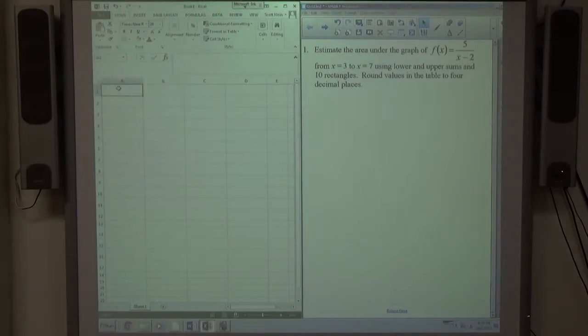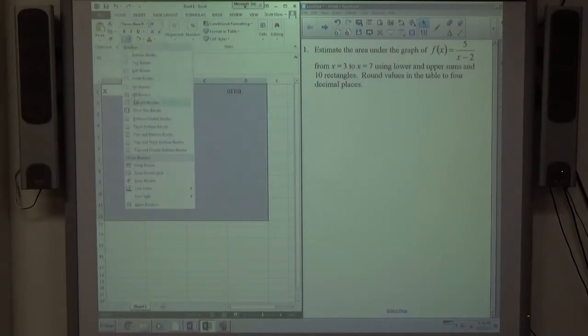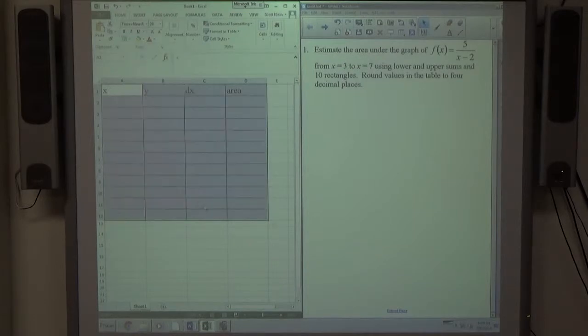I'm going to call these columns X, Y, delta X, and area. If I'm doing 10 rectangles with upper and lower sums, I need 11 numbers in there, so I'm going to put borders around like so. So I need there to be 11 rows here, and I like to center everything just to make it look prettier. There we go, now everything's centered.